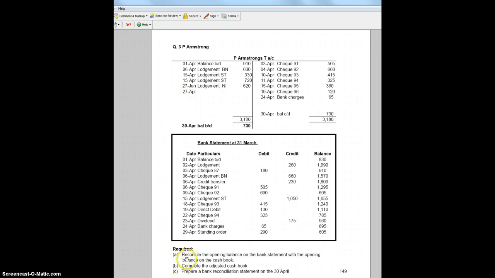You'll see here we've three things to do: reconcile the opening balances, complete the adjusted cash book, which is this T account, this bank T account up here. It's also known as a cash book, and then prepare the bank reconciliation statement, which is really an adjusted bank statement, and all we're going to do there is start with the closing balance of 605 and adjust it. The same way here with the T account, when we do number B, we're going to start with the closing balance and adjust it for any errors and omissions. And in part A, reconcile the opening balances, we're going to start with the opening balances and reconcile them. So that's what we'll do first, is part A.